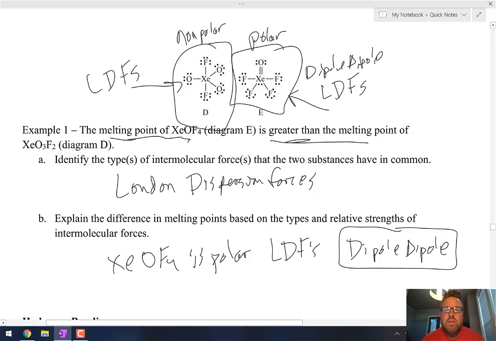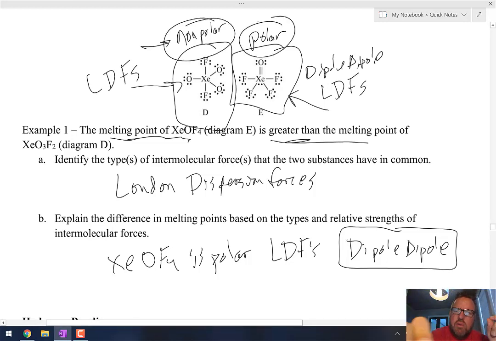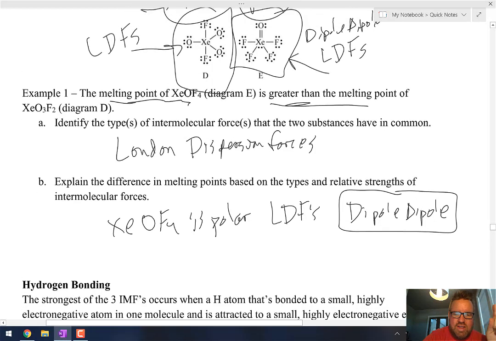Sometimes one thing that comes up is that you'll be comparing a nonpolar molecule such as this and a polar molecule, and you'll find that the nonpolar molecule has a greater boiling point than the polar one. Let me give you an example of that.